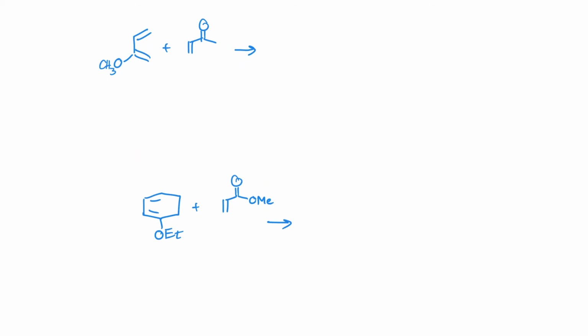If we draw some resonance in this case, we can find that there's a delta minus on that carbon, and then of course we already know that there's a delta plus on that carbon of the dienophile, so I think we have them already lined up in the desired fashion.